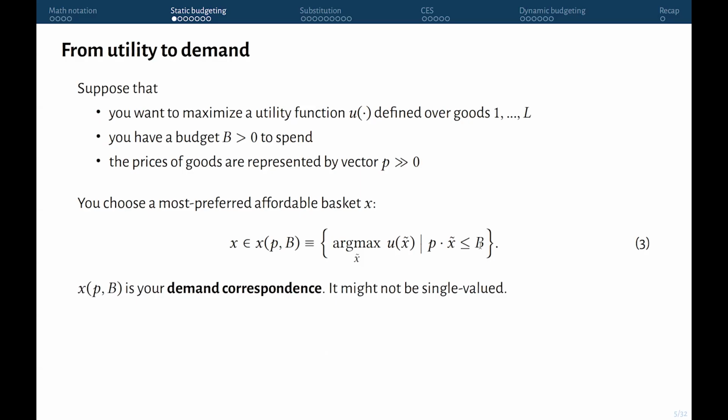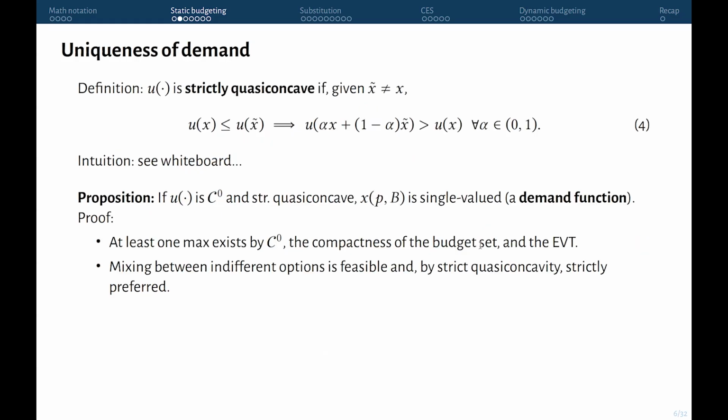This set of favorite baskets is called a demand correspondence. And it might not be single valued. You might have multiple favorites or none. But we'll often want to have a demand function. We'll want to make things simple and just find a unique maximum and go in knowing that there will be one. And here's what you need for that to happen.